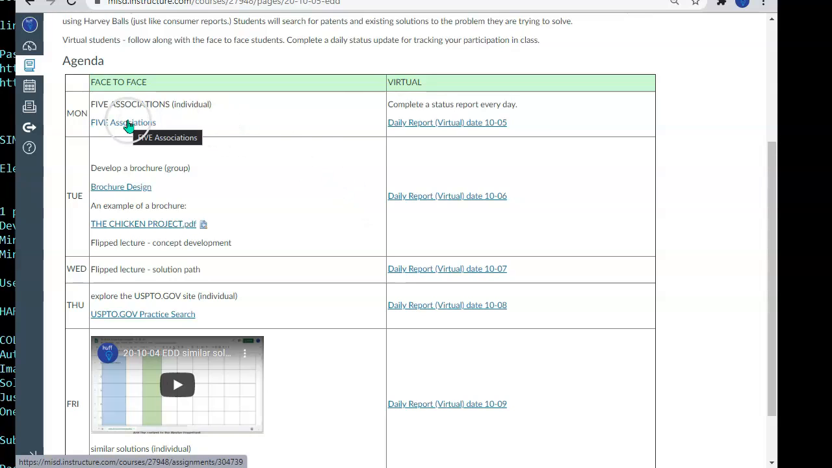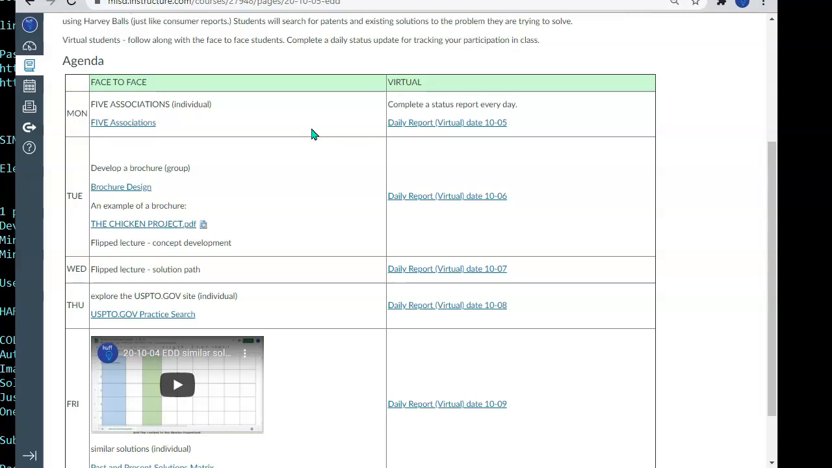The first one is 5 associations. This is an individual assignment, and you can open this up and read through it, but what you're going to do is find some professional organizations that are related to your problem. So this is individual, so if you're working with a partner, we'll have 5 each for a total of 10 per the team. If you're working solo, you only need the 5.